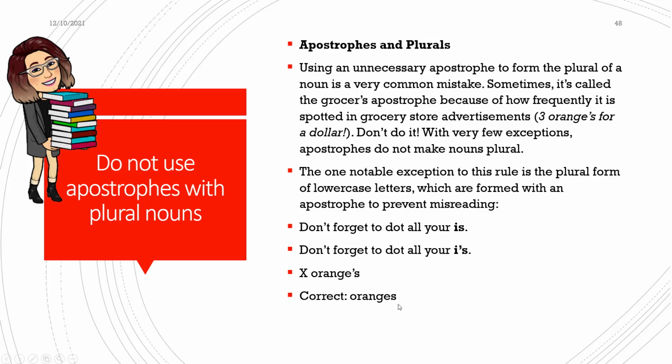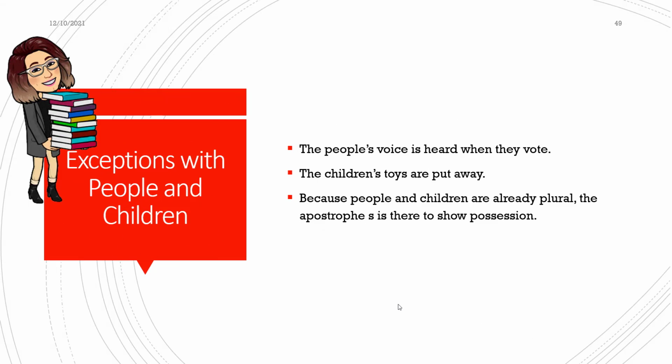Okay. Always remember that when you have a plural noun, no apostrophe. That's a very common mistake. So the people's voice, the children's toys. We use apostrophe S when we are showing possession.